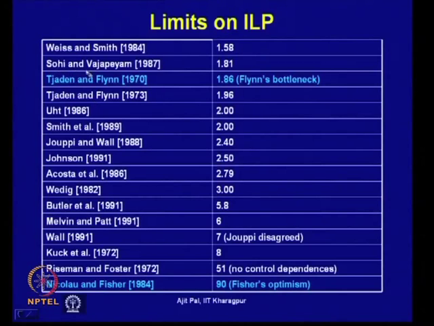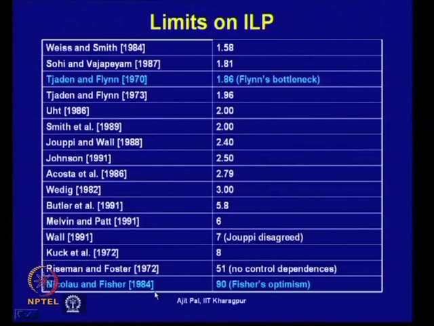A lot of simulation studies have been carried out by many researchers to identify the limits on instruction level parallelism. And there are 2 extreme observations. Number one, by Flynn, is known as Flynn's bottleneck, and it says that the instruction level parallelism available in a basic block is always less than 2. It is 1.8, 1.87, 1.96, so it is less than 2. That means, if you do not do specialized operations like loop unrolling and software pipelining, which I have discussed, and simply restrict yourself to the basic block as it is present in a program, then the available instruction level parallelism is only 2.